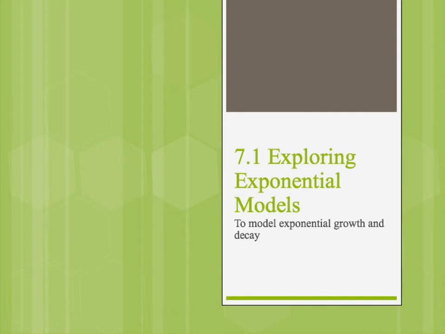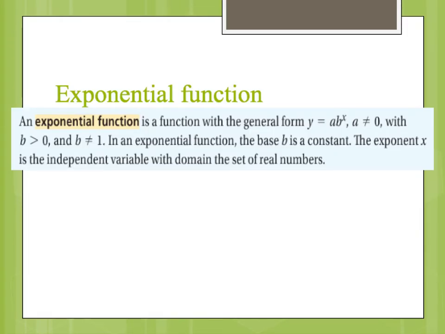To begin at Chapter 7, we're going to talk about exploring exponential models, which basically is saying we're going to explore exponential graphs. First, what is an exponential function? This is the graph of an exponential function. A cannot equal 0, and B must be greater than 0 and cannot equal 1.